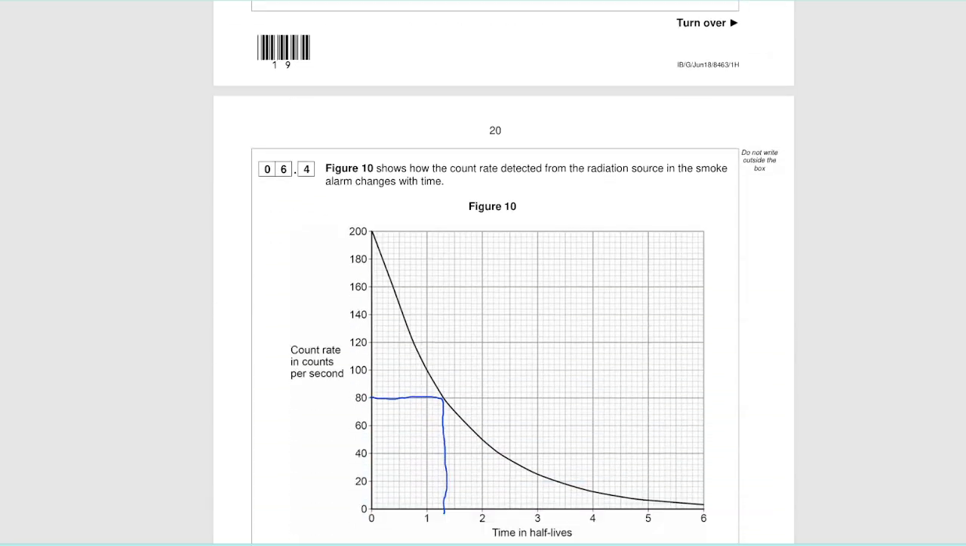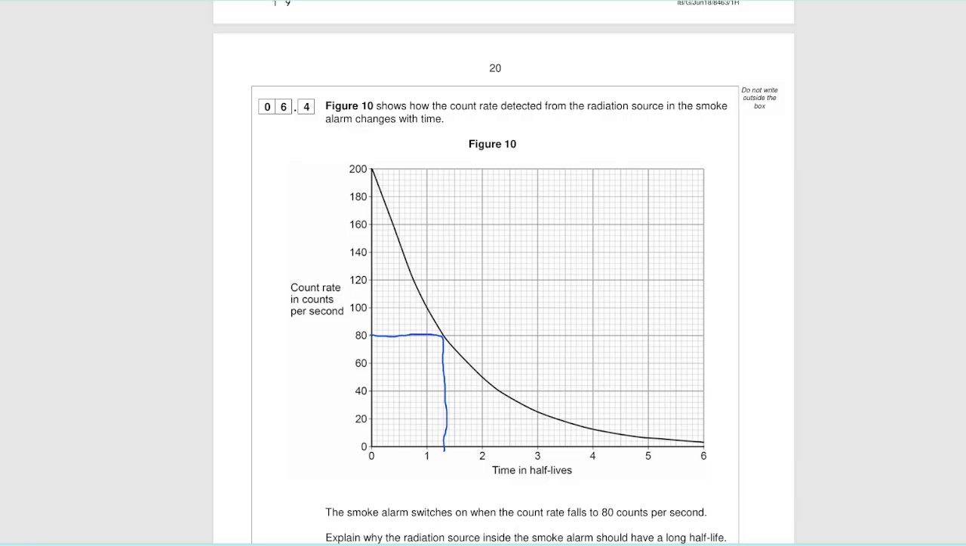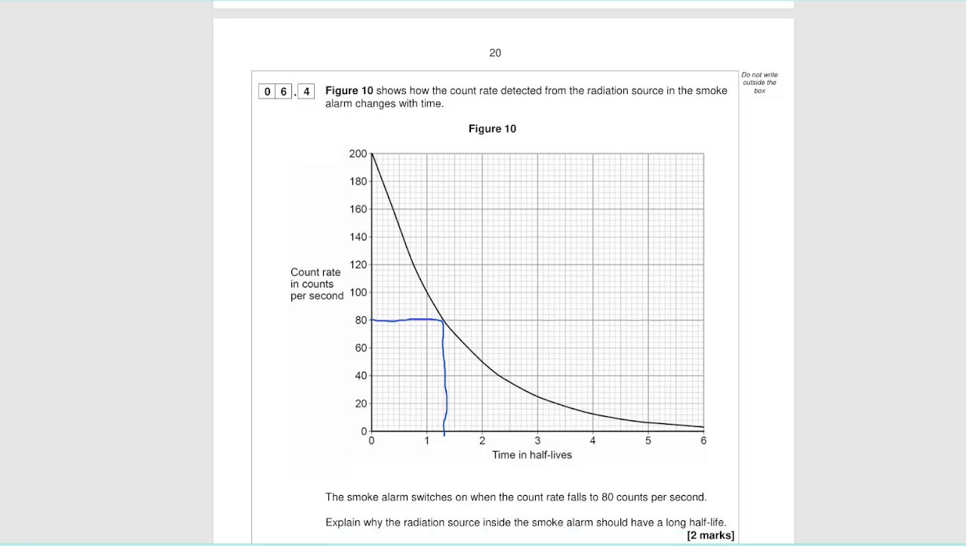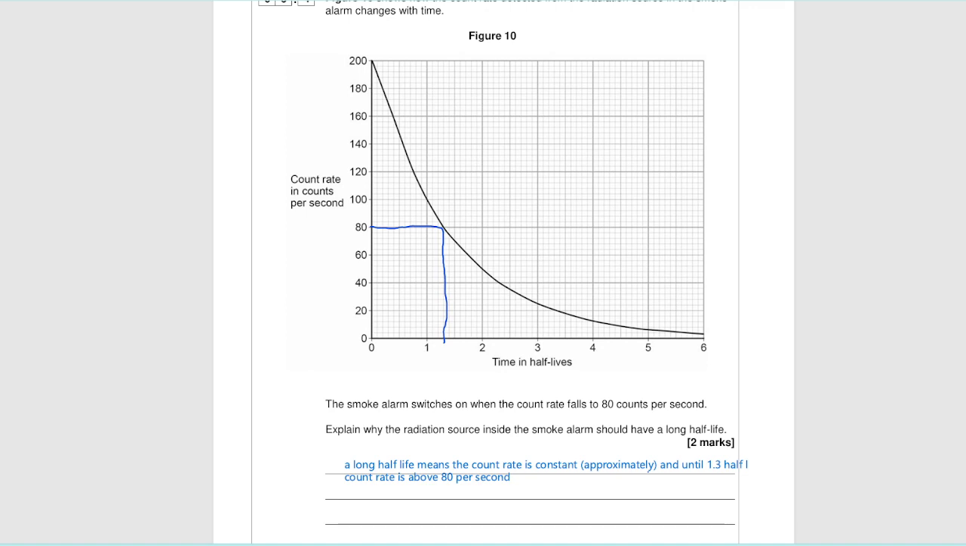Anyway, 6.4. Figure 10 shows how the count rate detected from the radiation source in the smoke alarm changes with time. The smoke alarm switches on when the count rate falls to 80 counts per second. Explain why the radiation source inside the smoke alarm should have a long half-life.